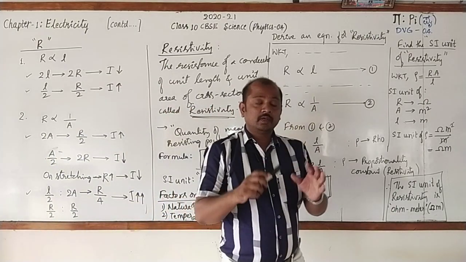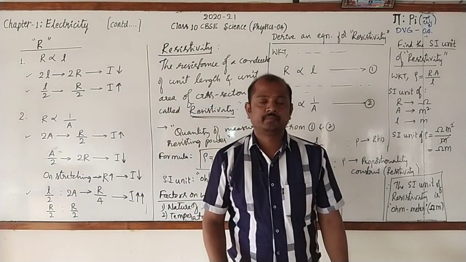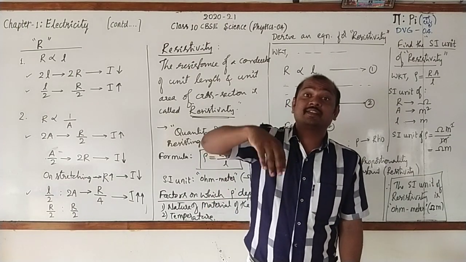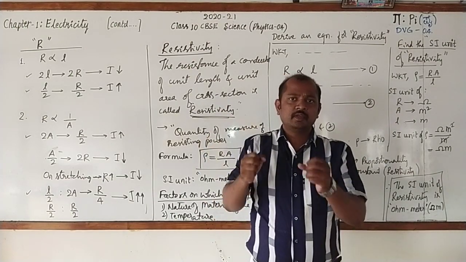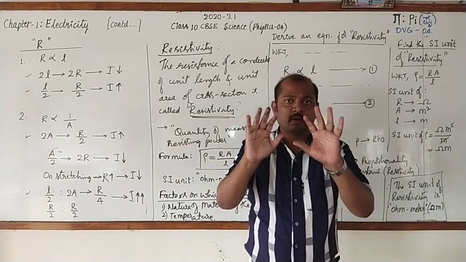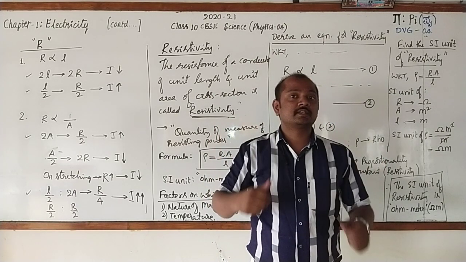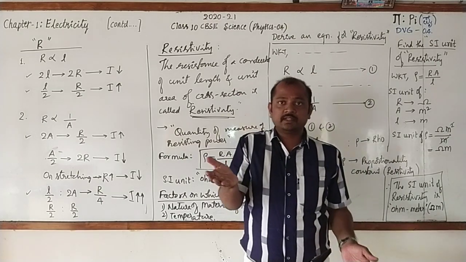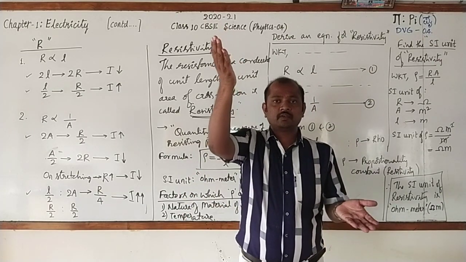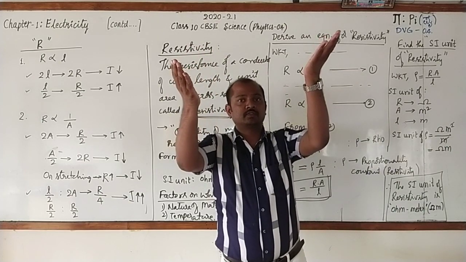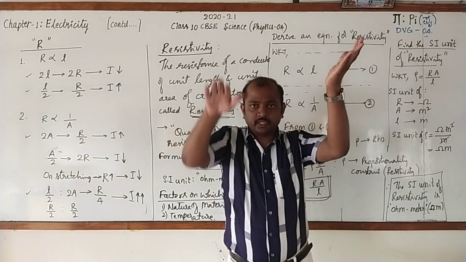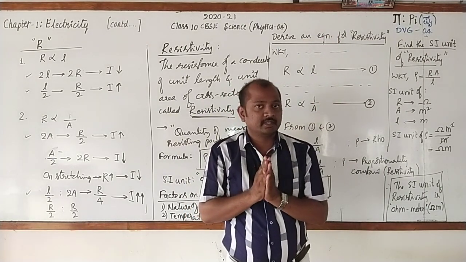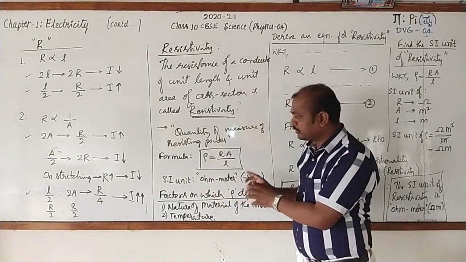Then just one simple question. What will be the resistance of the conductor as the resistivity increases? Means when the resisting power, nothing but opposing power increases, the resistance also increases. Got it? Hence we can say that as resistivity increases, resistance also increases. As resistivity decreases, resistance also decreases. Clear?